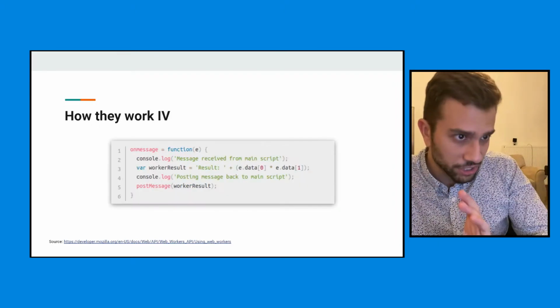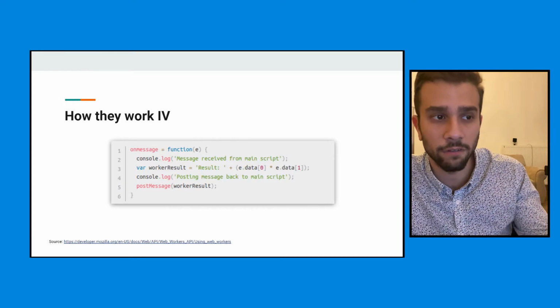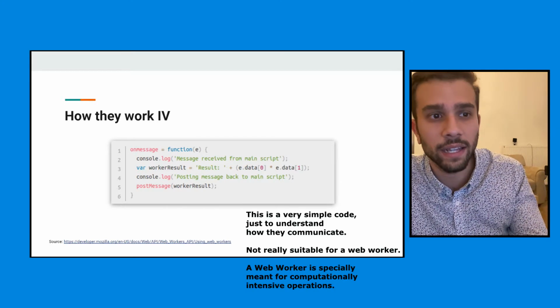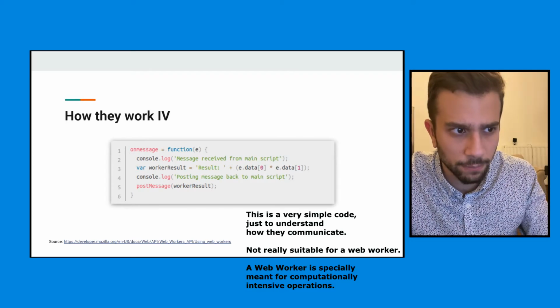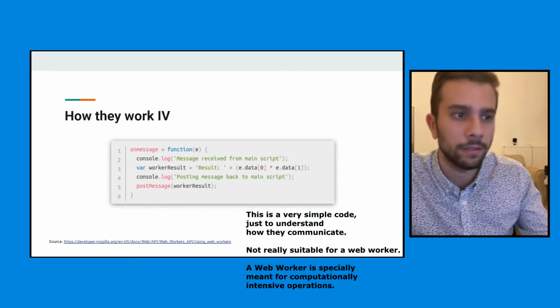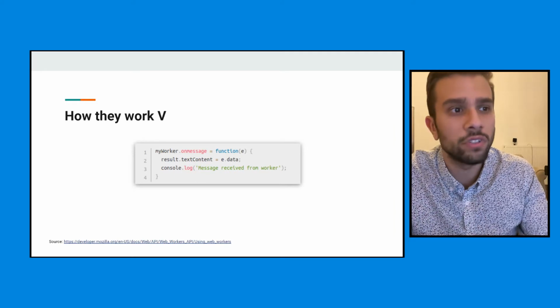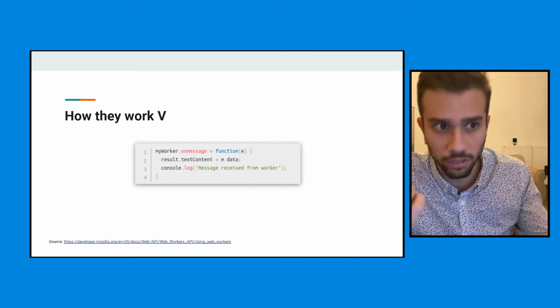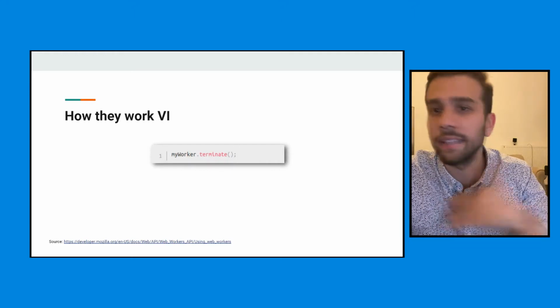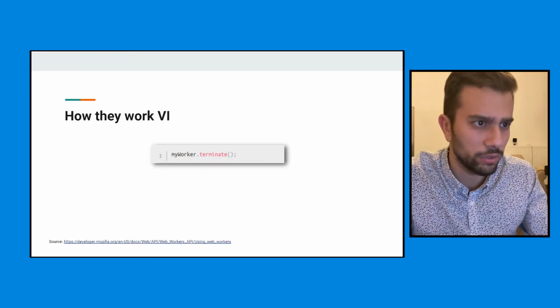On the web worker side, you simply listen for the message, receive it and compute it. Finally, you can post the message back to the main thread. On the UI thread, you simply receive the result. Here is a simple image of how they interact between the main thread and the web worker. And you can also terminate it and clean the memory when you don't use it anymore.